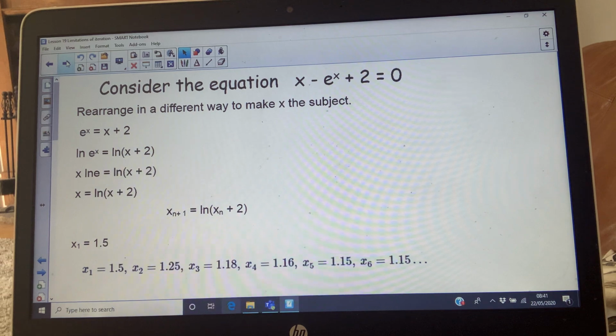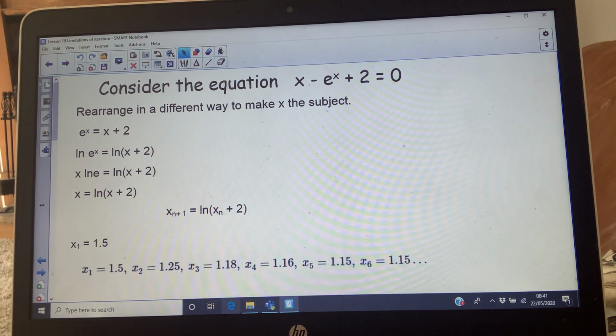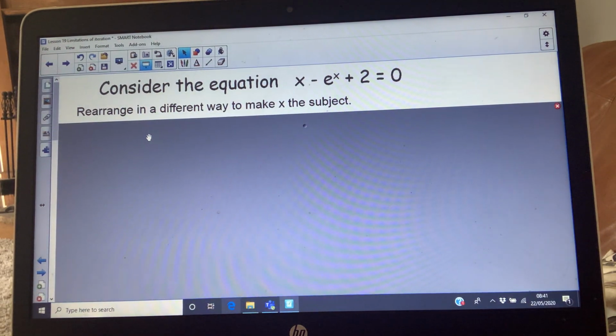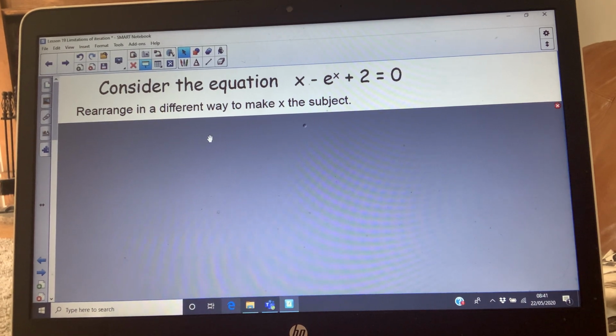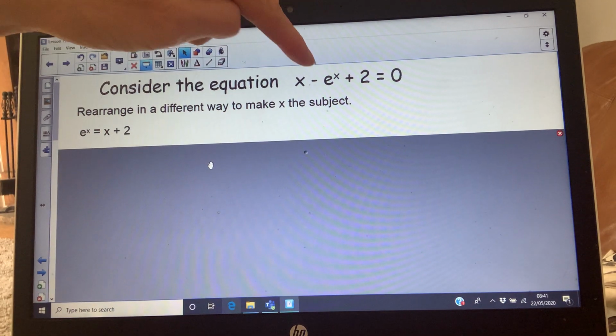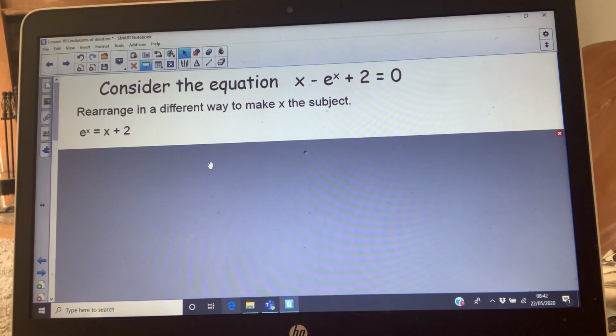So let's go back to that equation, and maybe it would have been nice if I had revealed this a bit more. What we're going to do is rearrange this equation in a different way. If you think back to your starter, you were rearranging them in different ways. So first of all, I'm going to make e to the x the subject. So I'm going to add that to the other side.